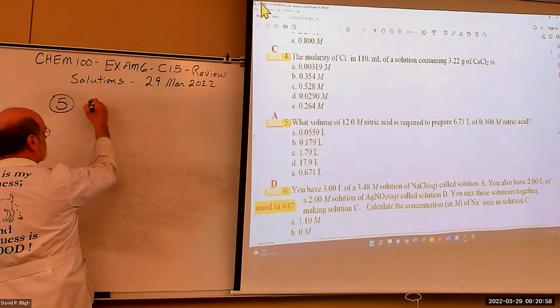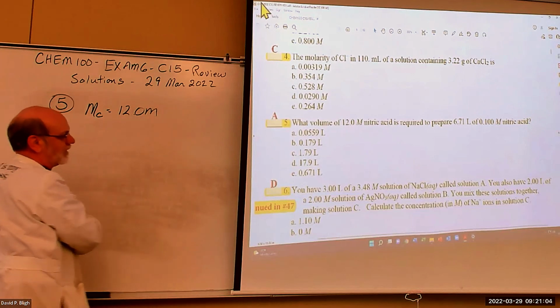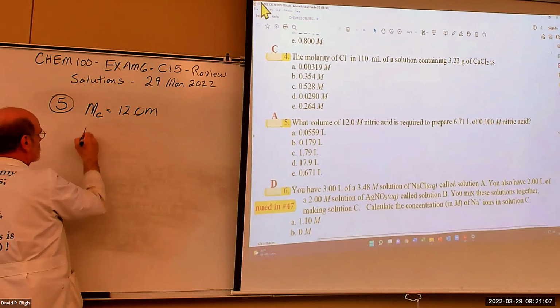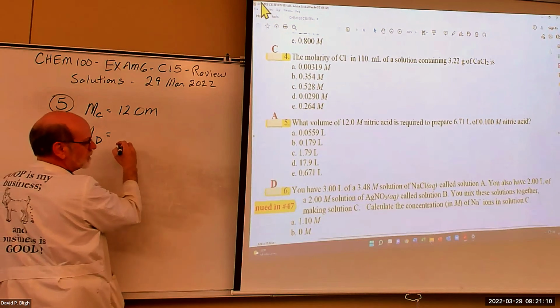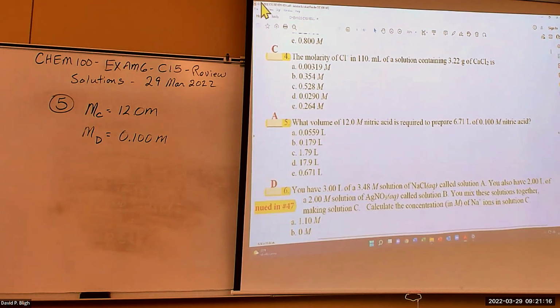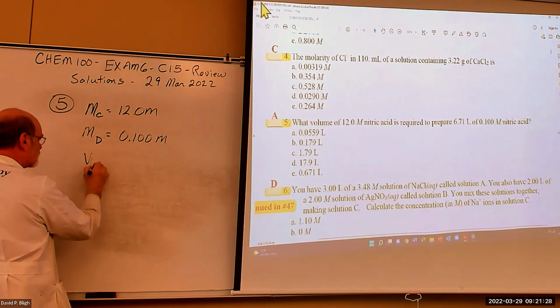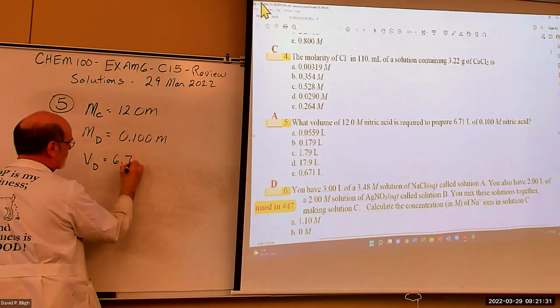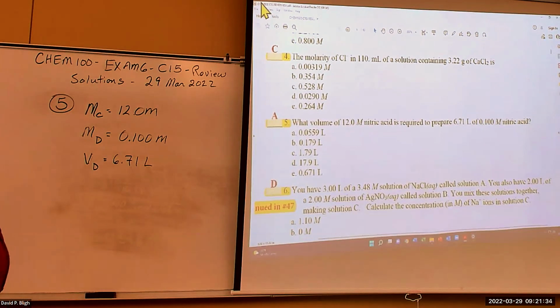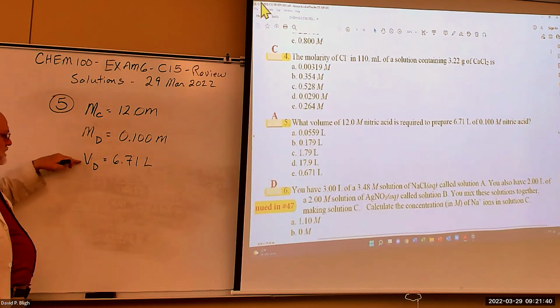So if we say concentrated molarity equals 12 molar and dilute molarity equals 0.100 molar. And what else are we given? Volume. We want to prepare 6.71 liters. The dilute volume is 6.71 liters. The question is, what volume of the concentrated solution do we need to dilute to this volume?